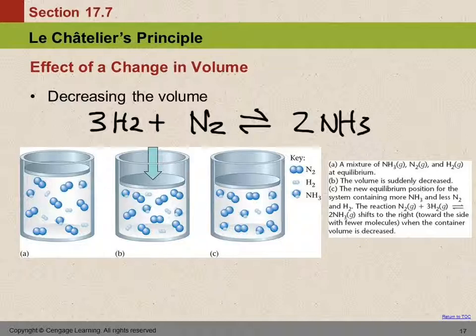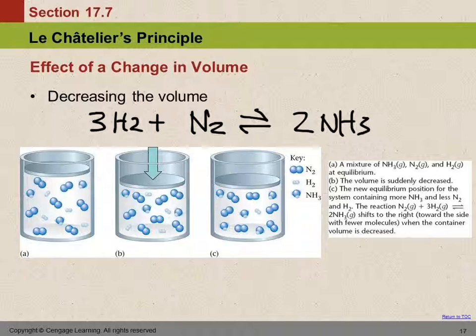So I've got it at equilibrium, and that's this illustration A. And now I'm going to squish it. I'm going to squeeze it. I'm going to decrease the volume. Well, that increases the pressure. You can think of it as increasing the concentration because you have more moles of gas in a smaller volume. So it wants to oppose that. Remember that the volume of gas particles depends on the number of particles, not on what they are.